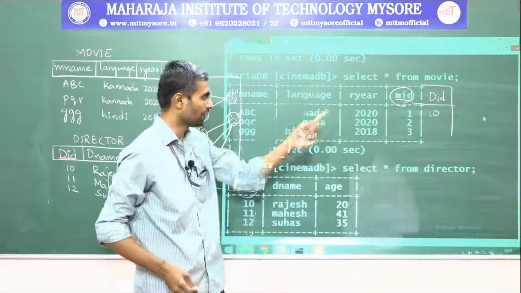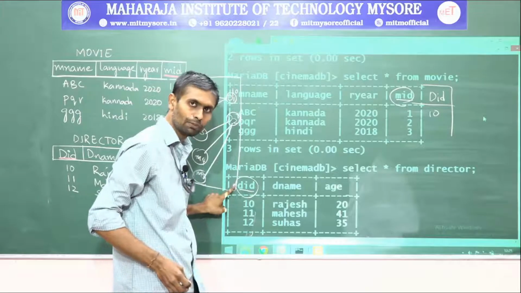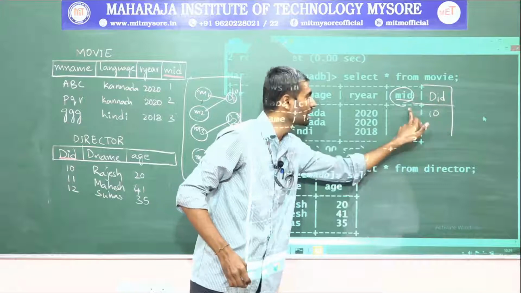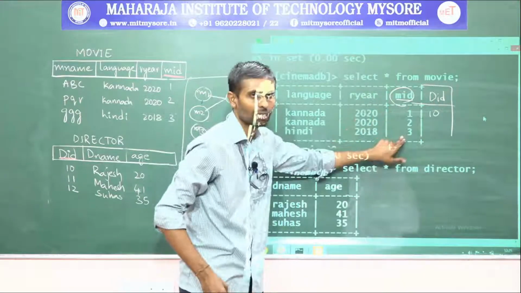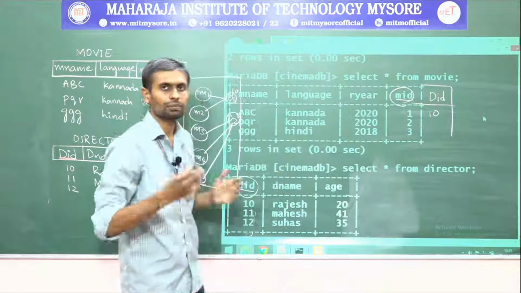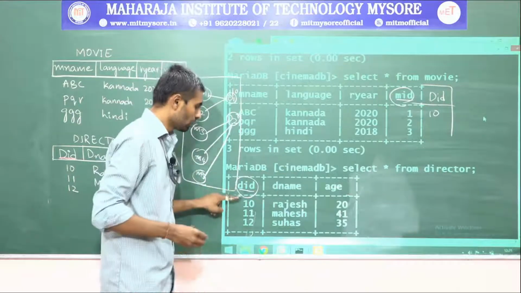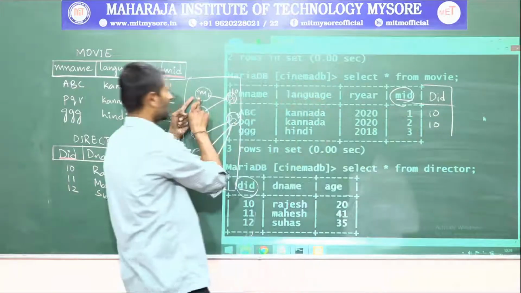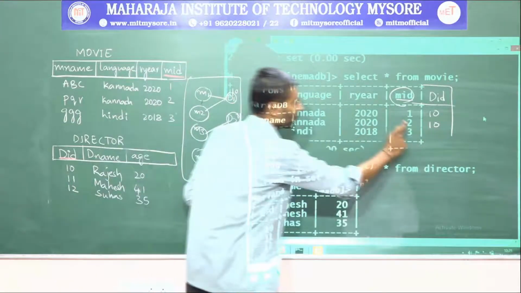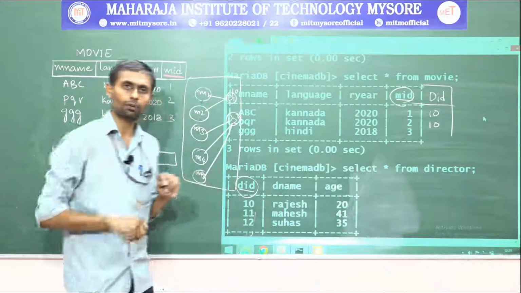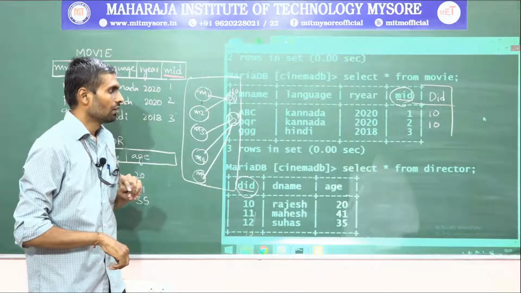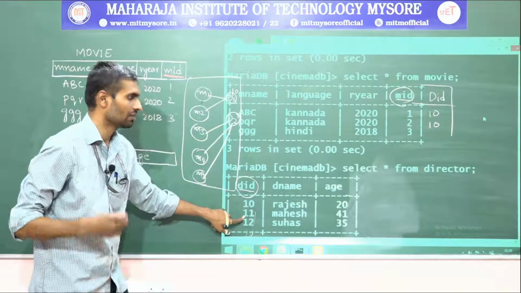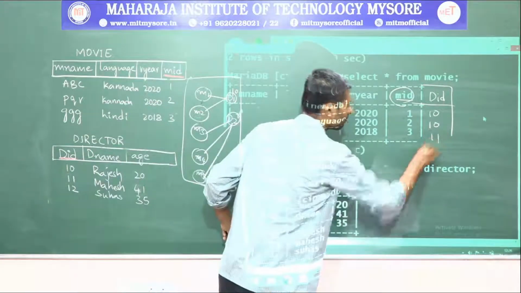Since director ID is a foreign key, only in the director table we made it a primary key. But here we have never made this DID a primary key. Only MID is the primary key. MID cannot repeat, but DID I can repeat as many times as possible, right? So I can repeat this 10, because movie 1 was directed by 10 and movie 2 was also directed by the same 10. Then let's say 3 directed by, let me call it by name, 11. I can have this 11 here.